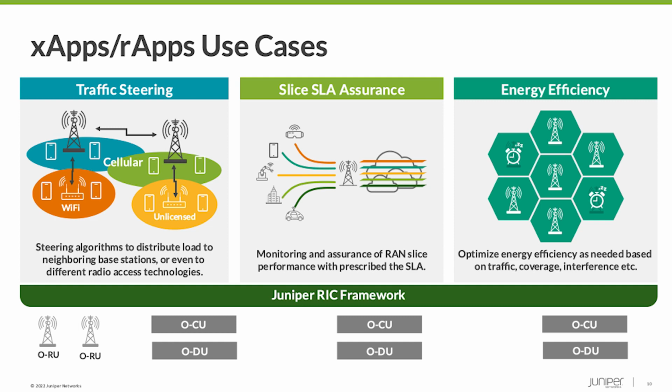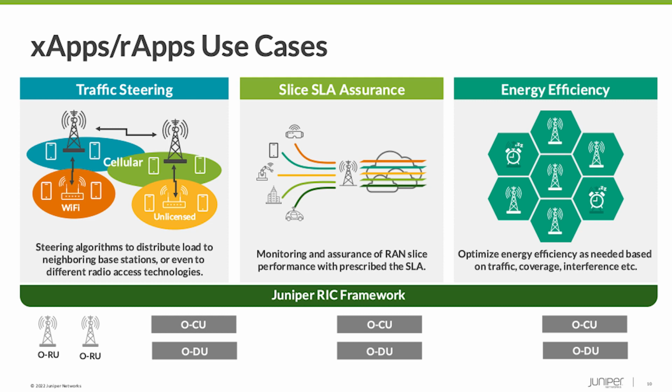Some of the use cases that we are already supporting with this platform with xApps and rApps include traffic steering, so that we have steering algorithms to distribute traffic across base stations, depending on where the traffic is, whether some base stations are idle or not, or across radio access technologies such as Wi-Fi or CBRS. So that's a very useful traffic steering application. Then there is a slice SLA assurance application, which is about monitoring the slice performance and providing the assurance that you have promised. And energy efficiency is very important.